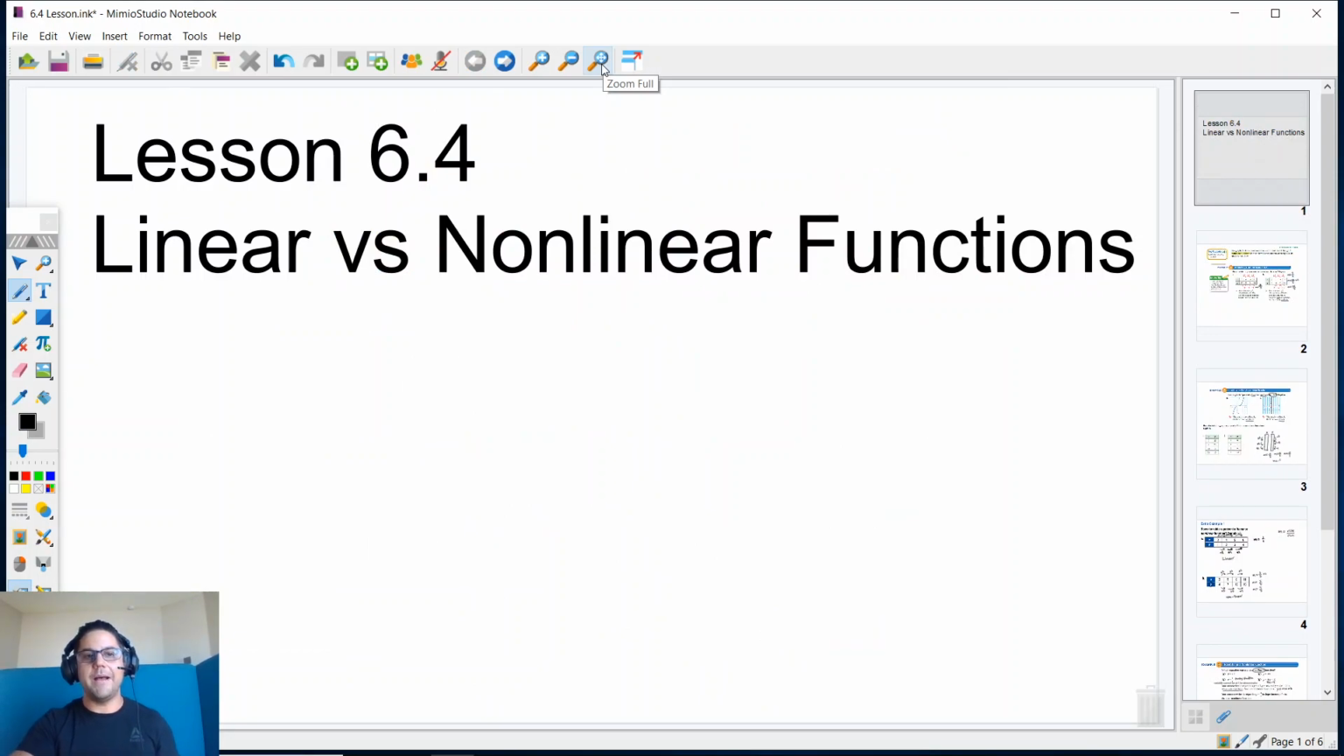Again, we talked today about being able to determine the difference between linear and nonlinear functions.